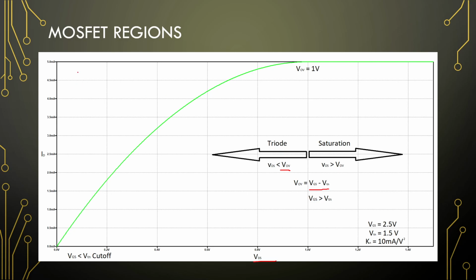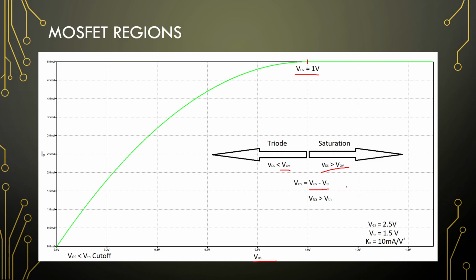Okay, now that is where our drain current saturates. And this happens when our overdrive voltage is 1. Okay, so VGS minus VTN. So it happens at the overdrive voltage. Okay, then beyond that is the saturation. So these are the three regions of our transistor.